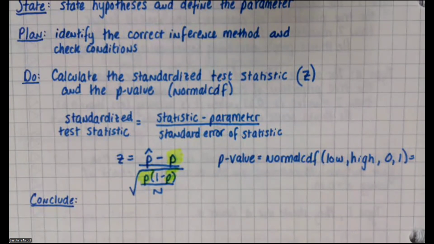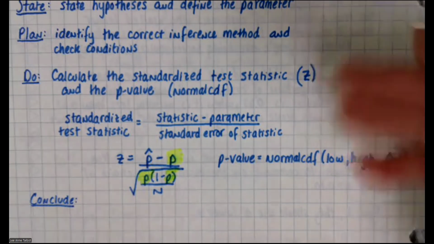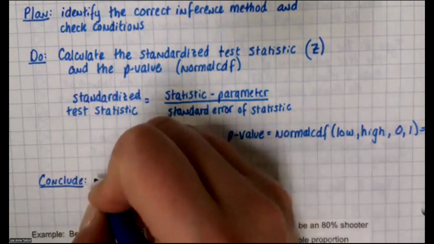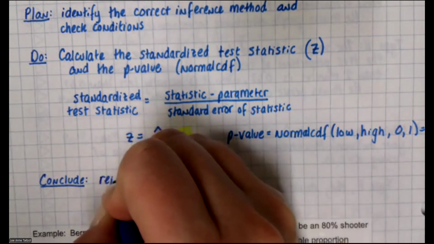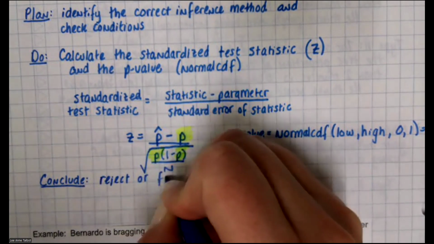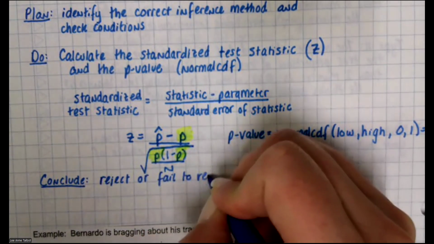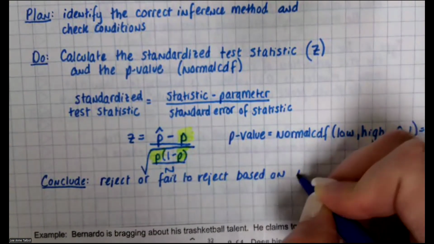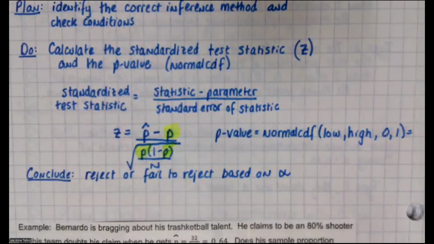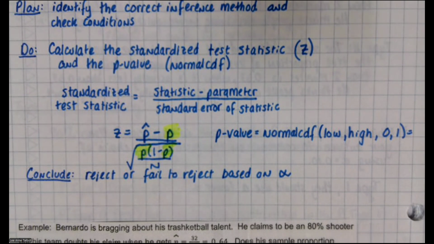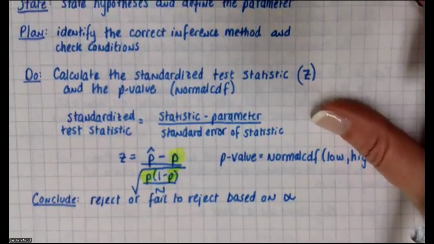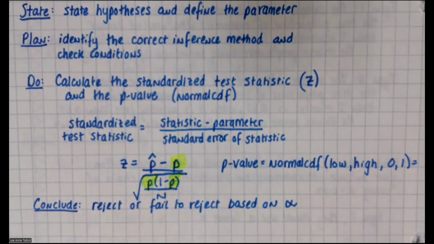And then our conclude is going to be reject or fail to reject based on alpha. We've also already been writing the conclusion sentence for the last 2 days. So we have been practicing everything in the FRQ except for the math.